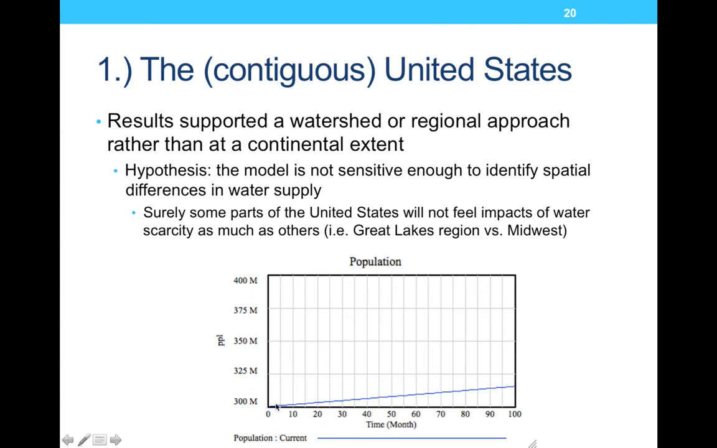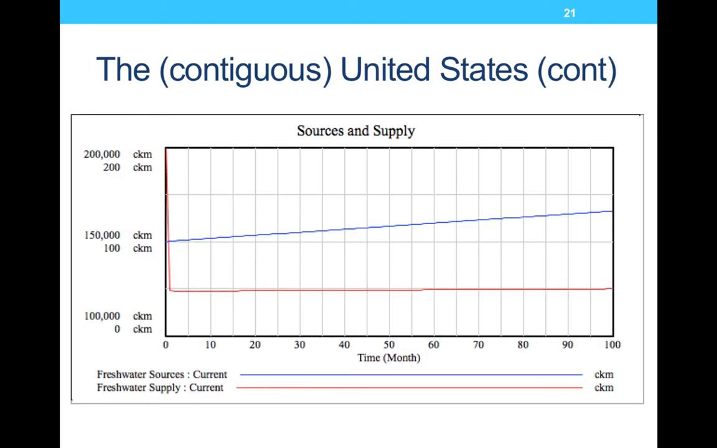Again, I'm showing results here for population, and given current demographic projections, these are over the next 100 months, which is like 8 years or so, the population is going to continue to increase. But the more interesting comparison comes when you look at supply and sources, because this difference will tell you how well you're doing in terms of how much water you have in your sources versus how much water you need to have in supply to satisfy demand. So the blue curve here is the sources, and the red is the demand. And here, what's indicated is the U.S. as a whole has enough water to go around for years to come. So that's a general message.